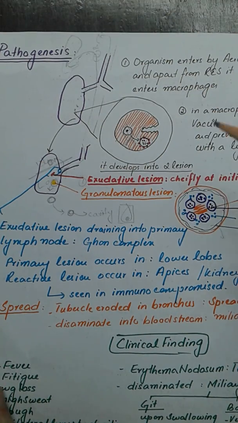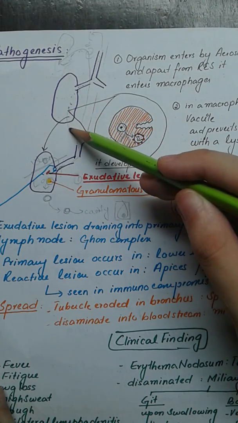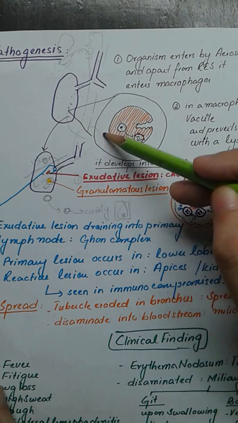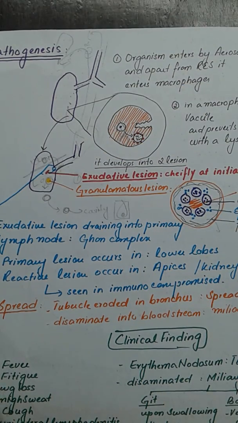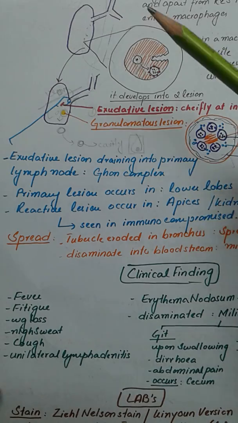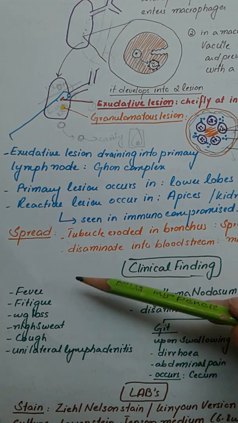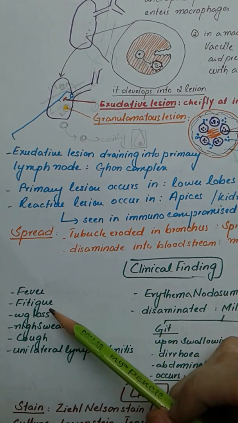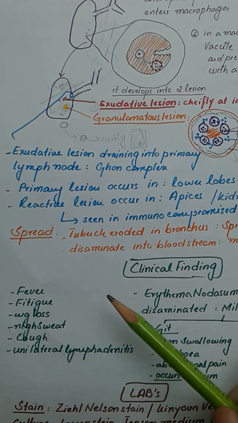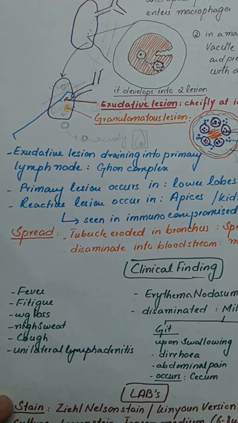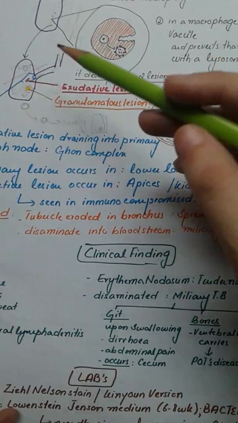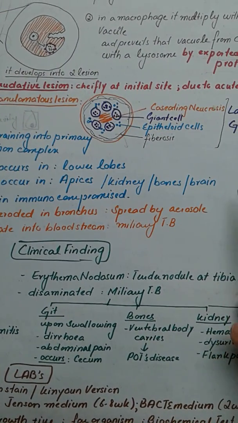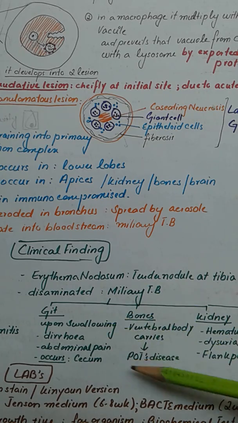Another thing is that it can also disseminate from the lungs. It can go to the rest of the body by blood. It can go to the liver, to the GIT, and cause various symptoms. The primary symptoms when it occurs in the lung start as a low-grade fever. The patient is fatigued. There's weight loss, night sweats, cough, and unilateral lymphadenitis. Whereas when the organism becomes disseminated to the rest of the body, we call this miliary TB, meaning that it has gone all over the body.